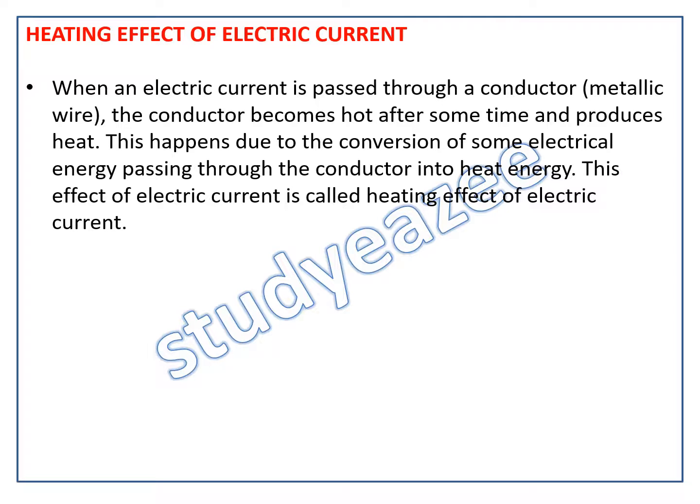When an electric current is passed through a conductor or a metallic wire, the conductor becomes hot after some time and produces heat. This happens due to the conversion of some electrical energy passing through the conductor into heat energy. This effect of electric current is called the heating effect of electric current.